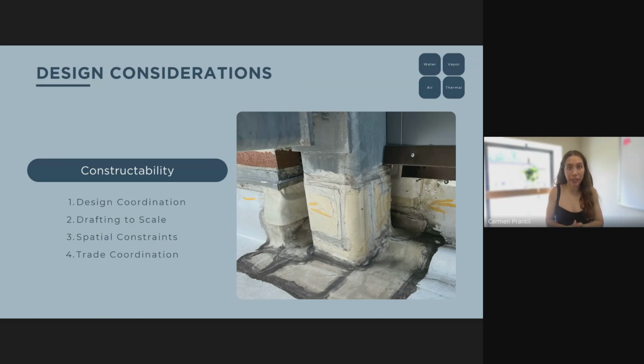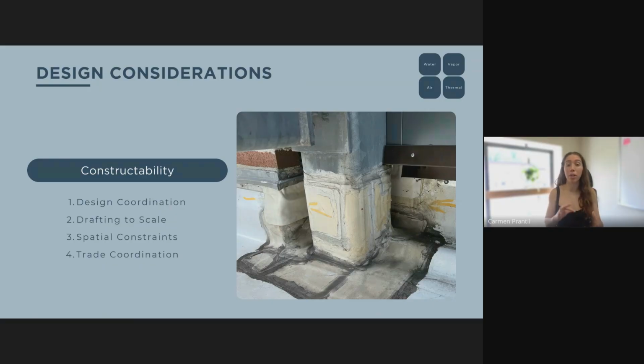Think about space. And then finally, for trade coordination, so this is going to be similar to design coordination, but on the construction side. So identify which specific trades are responsible for each component in terms of installation, and then minimize handoffs between trades where possible. So don't make the sequencing such that it has to go back and forth. This is particularly true at transitions.